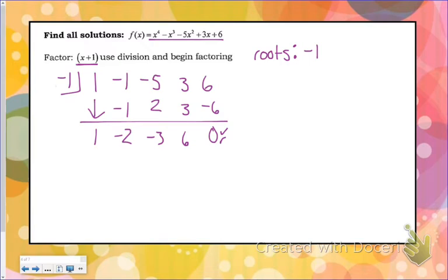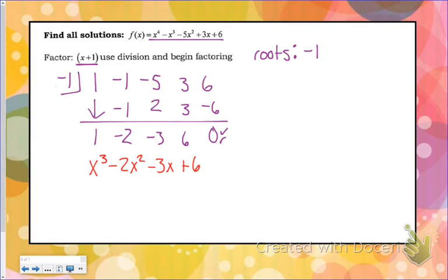So now what we're going to do is look at the remaining polynomial. This started as x to the 4th. Remember with synthetic division, your answer starts 1 degree lower. So this would be 1x to the 3rd minus 2x squared minus 3x plus 6. And again, the remainder is 0, so we don't need to worry about it. Now we can look and see if this is something we can factor, or we can solve it another way. But this one actually is going to factor.